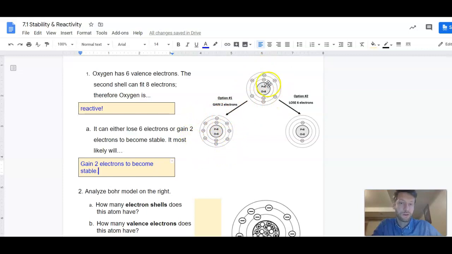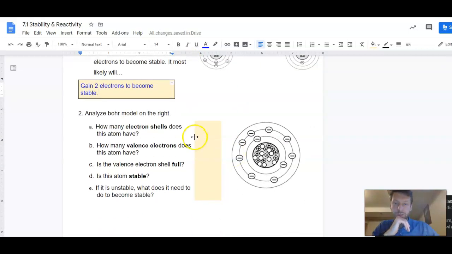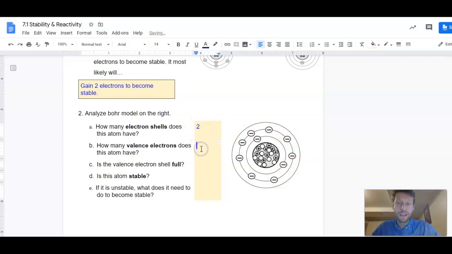All right, so far we saw oxygen, we saw there are 2 pathways to becoming stable, and it's going to take the easiest way to become stable. Number 2, analyze the Bohr model on the right. All right, back to old review. Let's go through this. How many electron shells does it have with electrons on it? Well, the first shell has electrons, and the second shell has electrons, so 2. How many valence electrons does this atom have? Let's count them up. 1, 2, 3, 4, 5, 6, 7, 8 valence electrons.